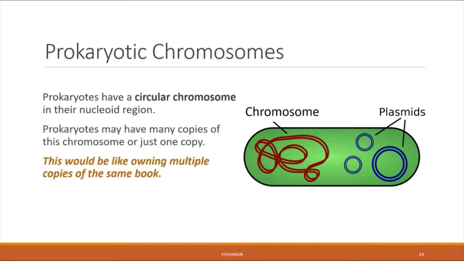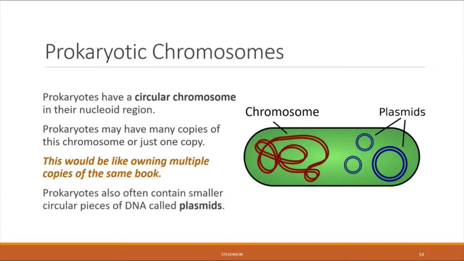Prokaryotes can have either a single copy of their circular chromosome or they can have multiple copies of it. And if they have multiple copies of it, we can think about this as being like owning multiple copies of the same book. In addition to their one large circular chromosome, prokaryotes also often contain smaller circular pieces of DNA that we can kind of think about as like bonus DNA that are called plasmids, which also are found in the nucleoid region.